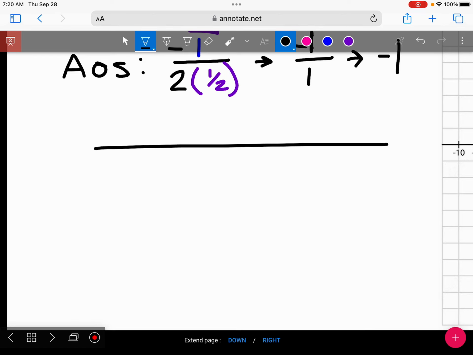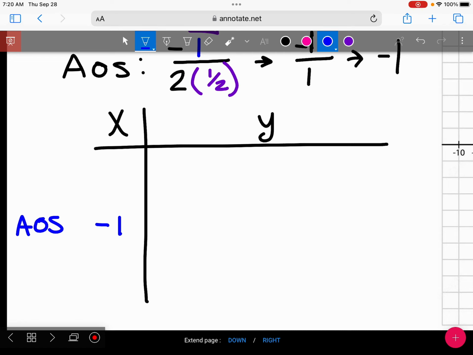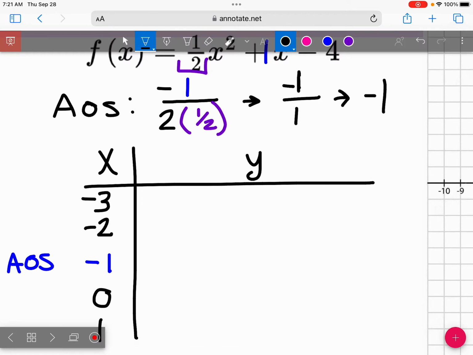So when we come to our table, we're going to pick our x's, we're going to find our y's, and we put that axis of symmetry in the middle. We pick a couple of numbers bigger, like 0 and 1, and a couple of numbers smaller, like -2 and -3. Then we're just going to plug those into our calculator, which means I should probably get my calculator open.